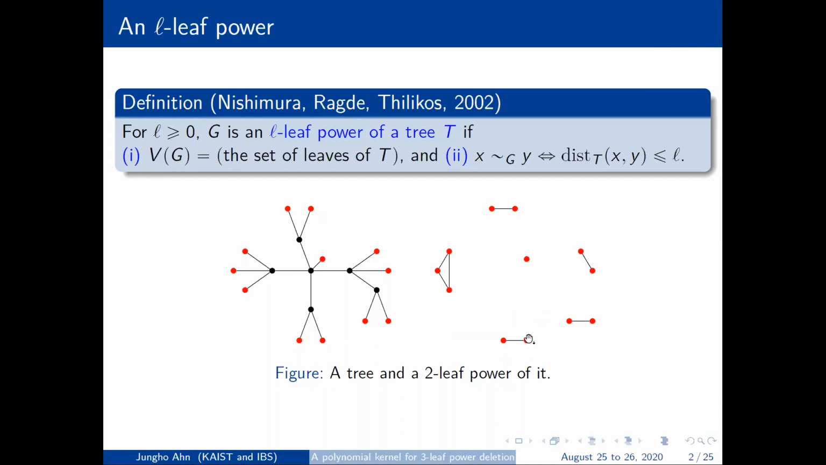In this figure, the right graph is a third leaf power of the left tree. Here, these two leaves are of distance 2, so they are adjacent in this graph. And here, these three leaves are of distance 2 to each other, so they form a clique of size 3 in the right graph. Similarly, the right graph is a fourth leaf power of the left tree. Here, these two leaves are of distance 3, so they are adjacent in this right graph.